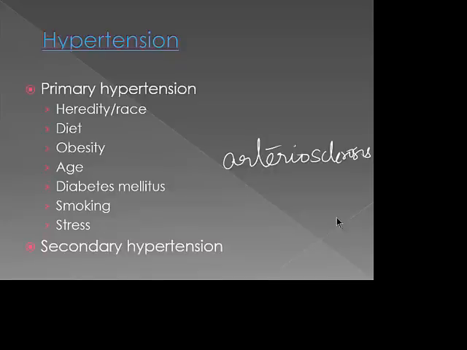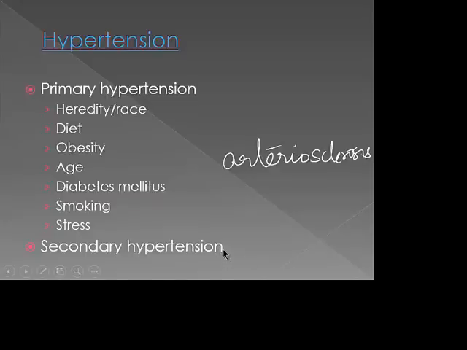Stress, any kind of stress. Normal little stress causes hypertension just for a short time. But someone who's under chronic stress for a very long time will become hypertensive, because stress releases hormones like cortisol, which cause vasoconstriction. So again, you have that.